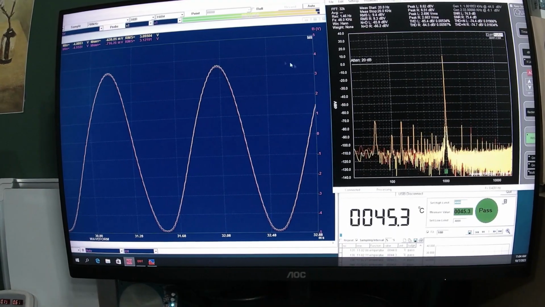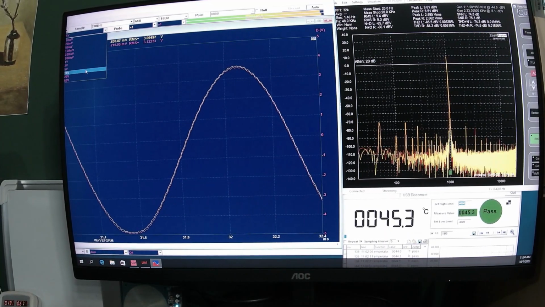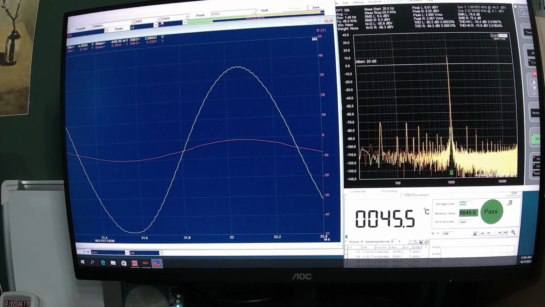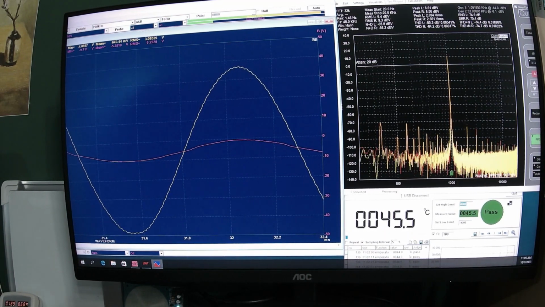All right, let me move to the most interesting part. I'm going to crank the volume right now to its maximum, and I'll try to understand the artifacts.